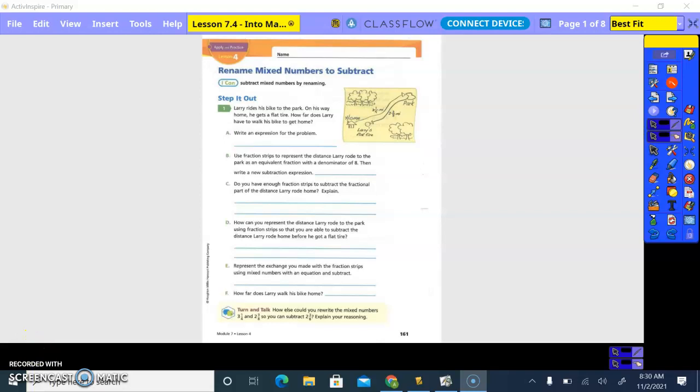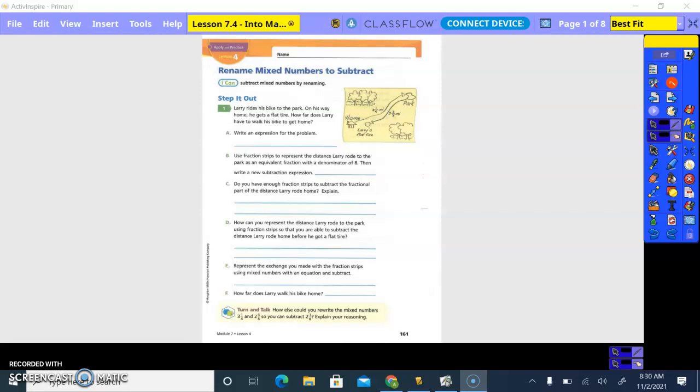Grade, lesson 7.4. Rename mixed numbers to subtract. I can subtract mixed numbers by renaming. Step it out. Larry rides his bike to the park. On his way home, he hits a flat tire. How far does Larry have to walk his bike to get home?